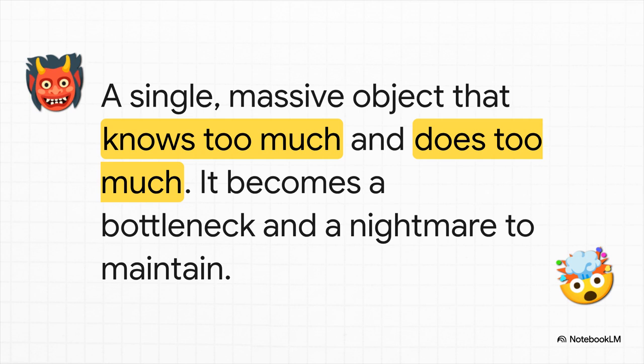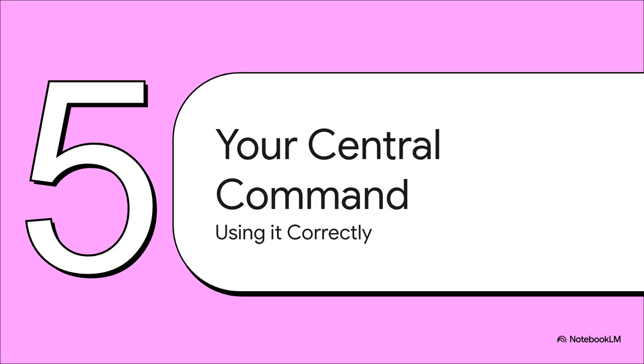It knows everything, it does everything. In our analogy, it's like our air traffic controller suddenly decides it's also going to fly the planes, handle the baggage, and sell snacks. You've just traded one kind of mess for another, a centralized monster that's impossible to work with. So the big question is, how do we get this right? How do we build an effective central command center without accidentally creating one of those monsters?